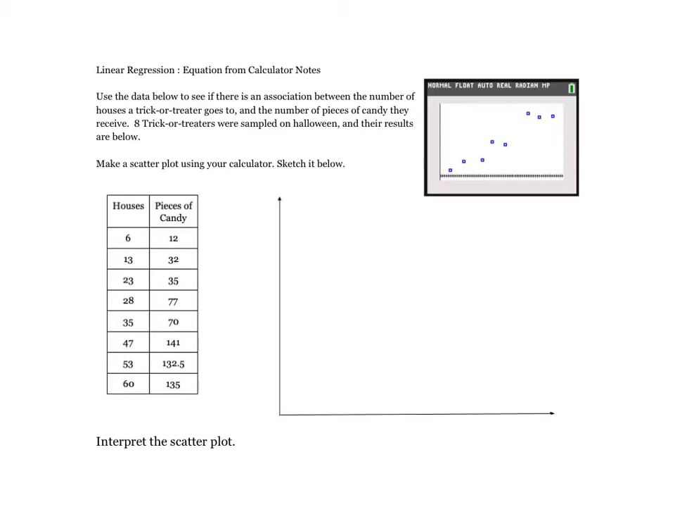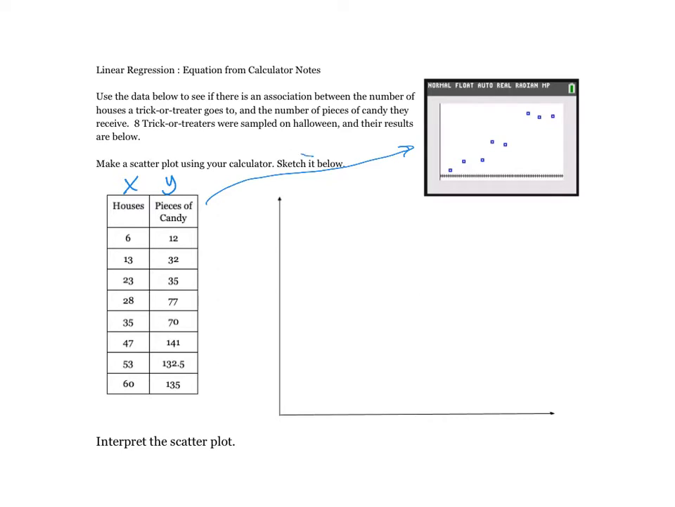So obviously when we're making a graph, the houses will be the explanatory variable, or the x, and the pieces of candy will be the y, because you have to go to the house before you can get some candy, so the house comes first. Doing that in your calculator, you get this screen over here.